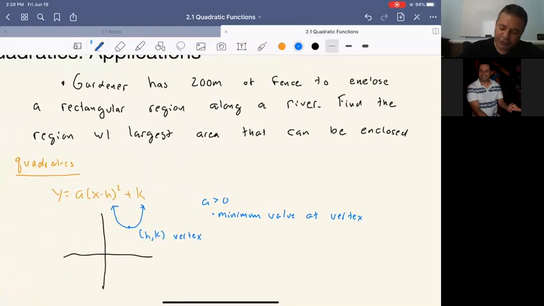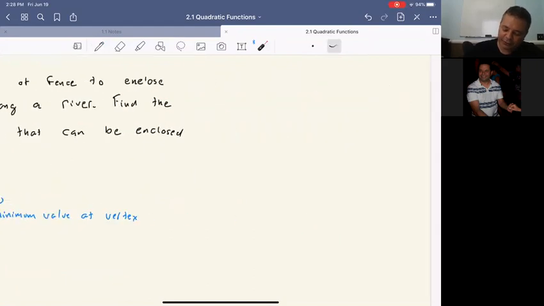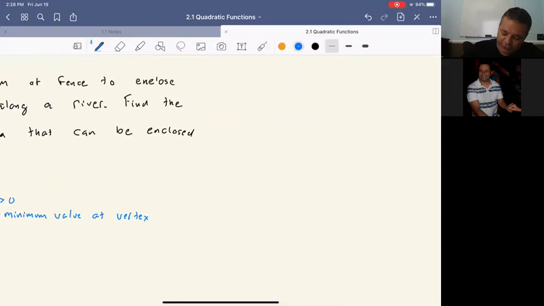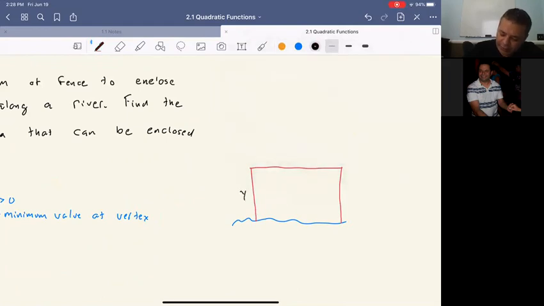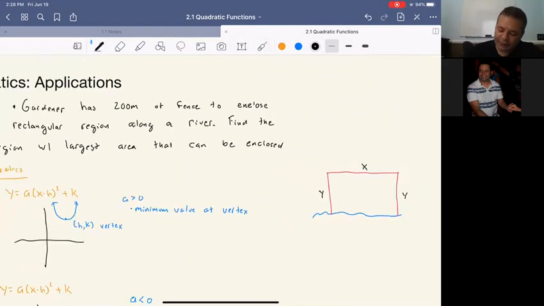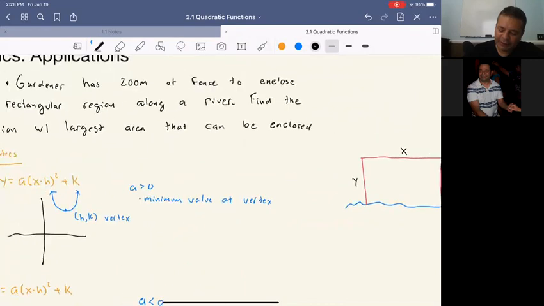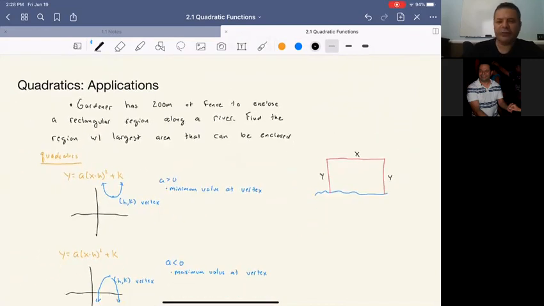We have 200 meters of fencing to enclose a rectangular region along the river. So, draw our river. We have fencing, and we have the sides. Let's say this is y and this is x. Anytime you have an application problem, this is what's called an optimization problem, actually.